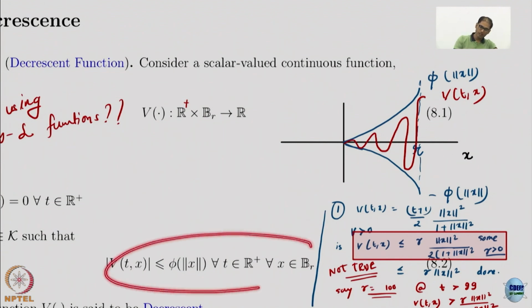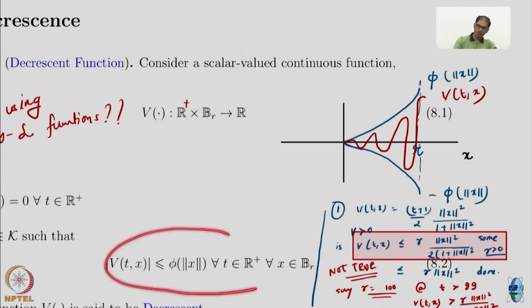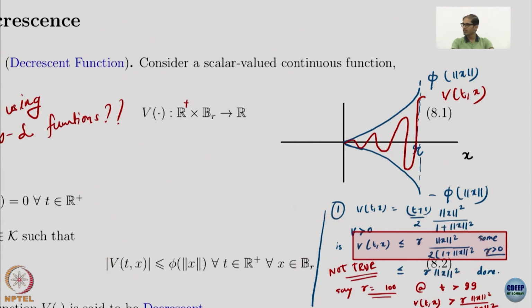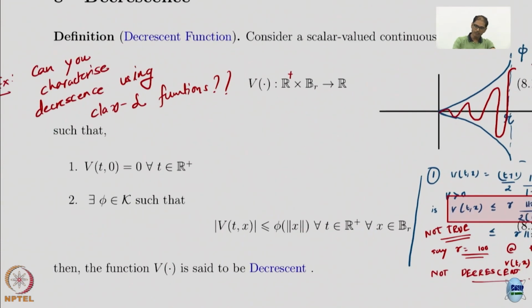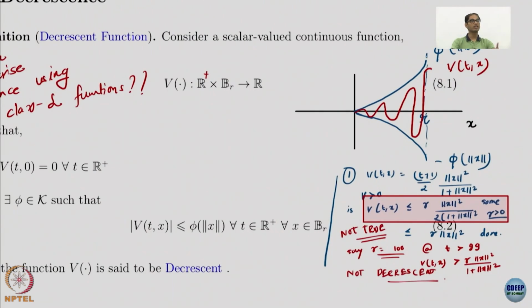So will this fail? Will this fail for this example, for arbitrary phi x now, not this specific choice? Because I can't say that it did not work for one choice I made, so it is not decrescent. No, that is not true. The negative of this is that there does not exist any phi x. Can you claim that this is indeed the case? I am not giving you any structure of phi x or anything like that. Yes.